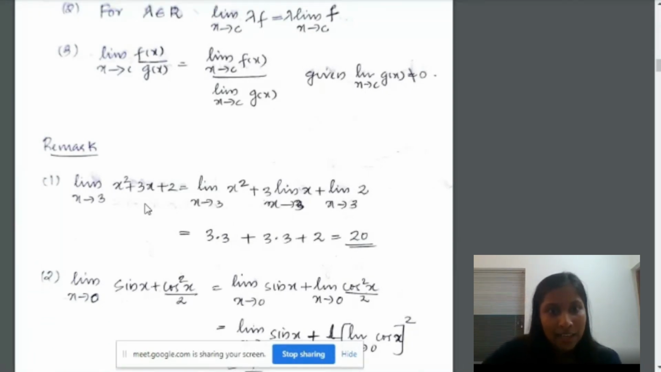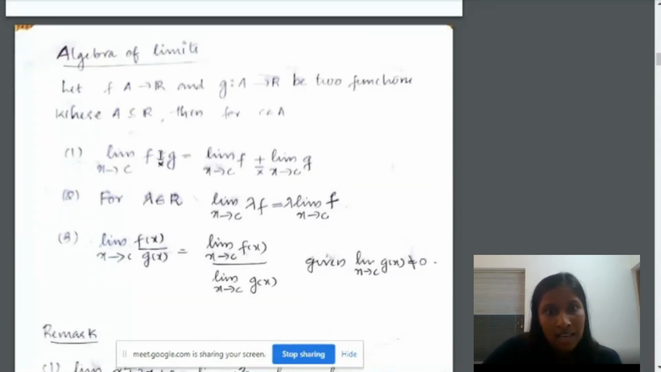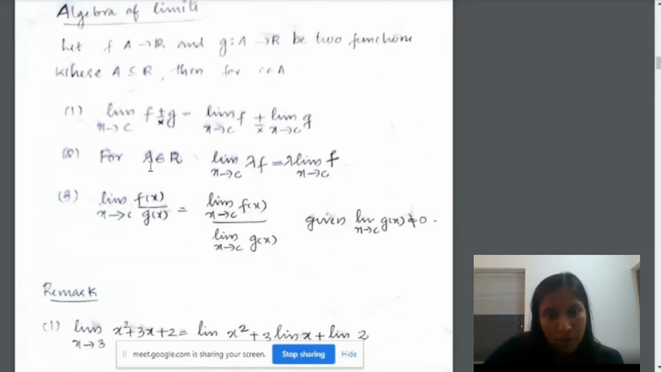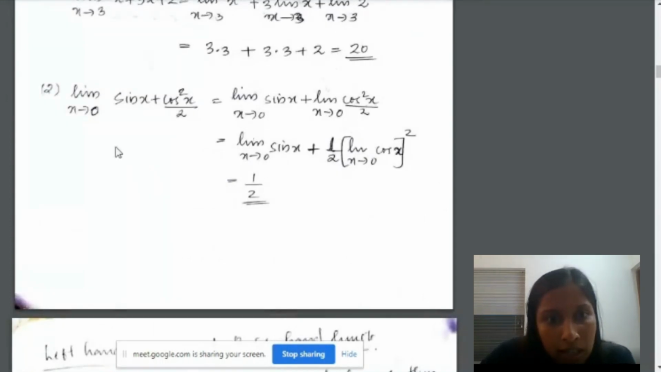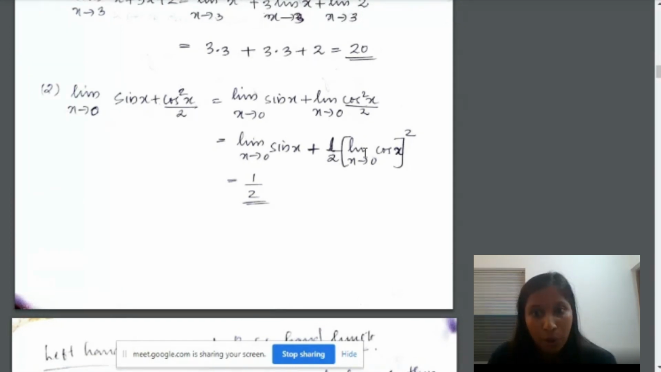So that's the result which we have derived using the results mentioned above. The next one is limit x tends to 0 of (sin x + cos² x) by 2. If that was the function, by the first result, we can just split that summation. The first one will be limit x tends to 0 of sin x, which is sin 0, that will be 0. And the next function, we can take out the constant value, then split into two products and find the limit independently.